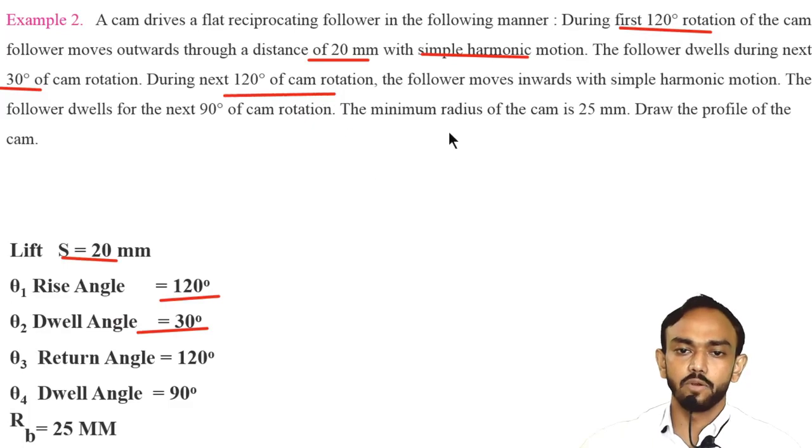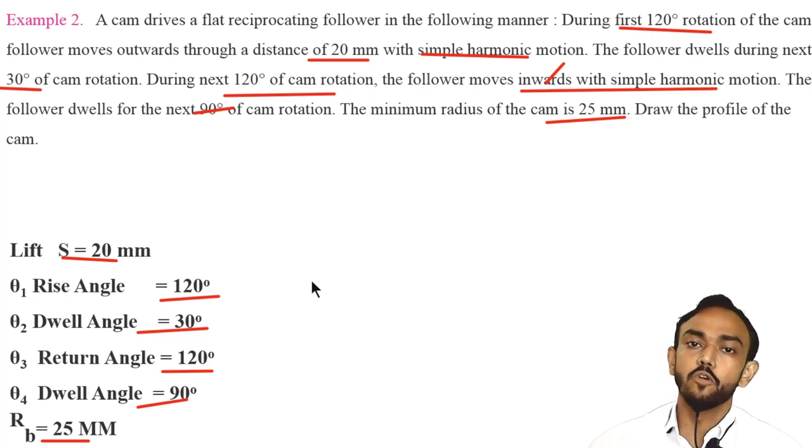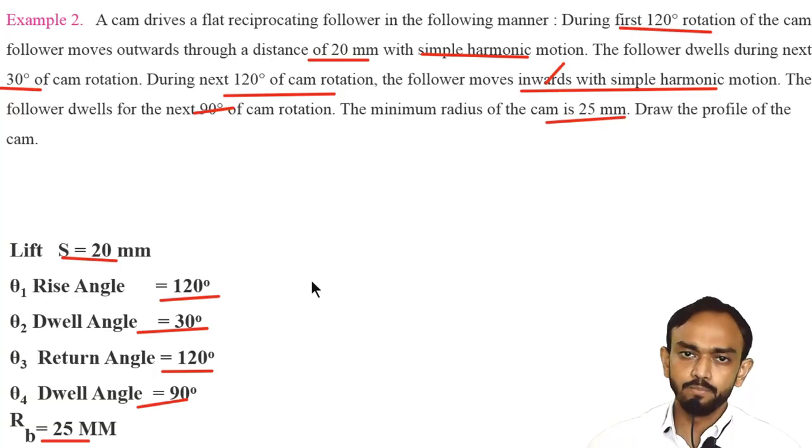During the next 120 degrees, the cam profile with simple harmonic motion is the return. Inward means returning of the follower. So 120 is the return angle, and the remaining 90 is a dwell. The minimum radius of cam is 25. Always remember that these six data are always there: lift, four angles, rise, dwell, return, dwell, and the base radius. Sometimes there are fewer dwells, like rise, return and dwell only, with no dwell between rise and return. The sixth and last data is the base radius.